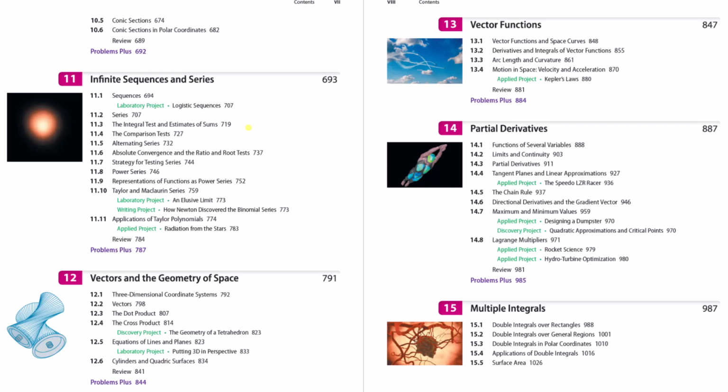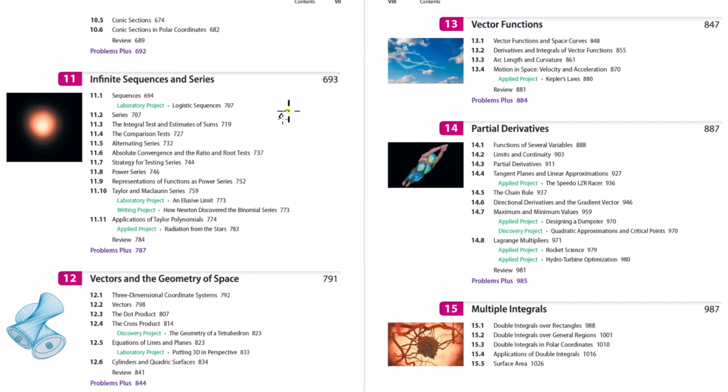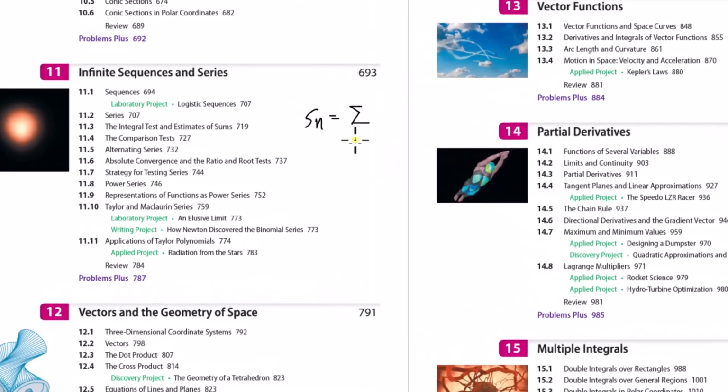But in most cases, you're not going to be able to get that S sub n formula. Not only can you not get that S sub n formula, but you can't even find what the series is equal to. But you still have the series as a summation. You still have the S sub n as a summation.